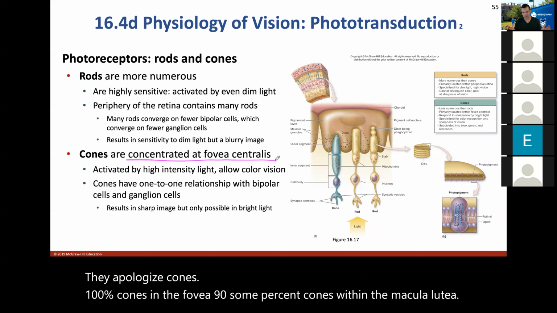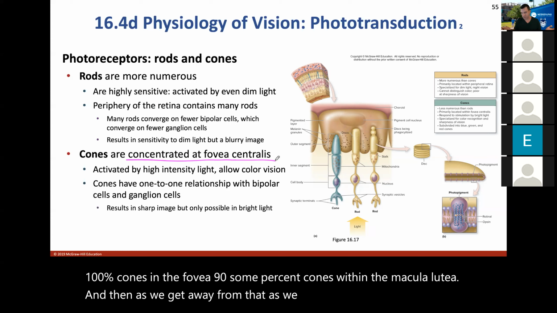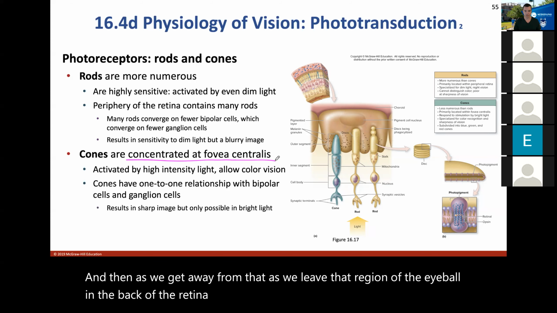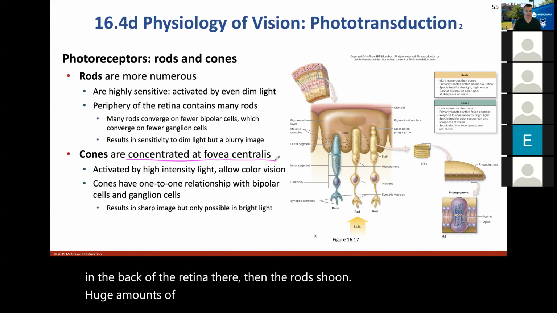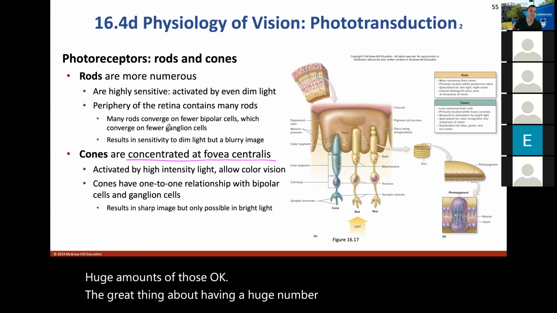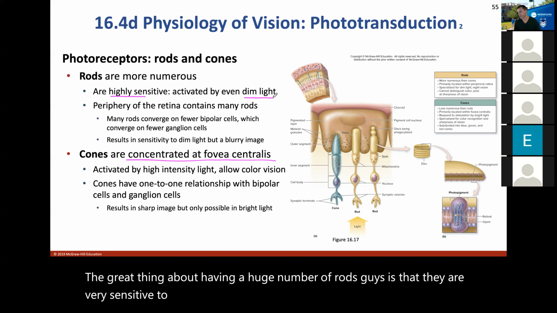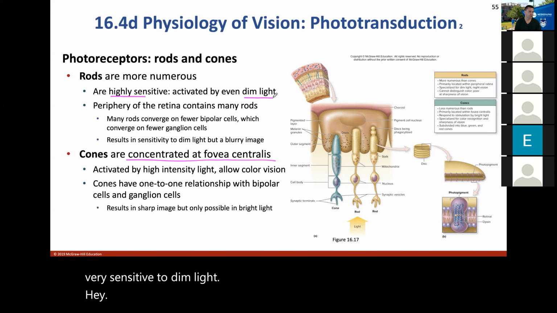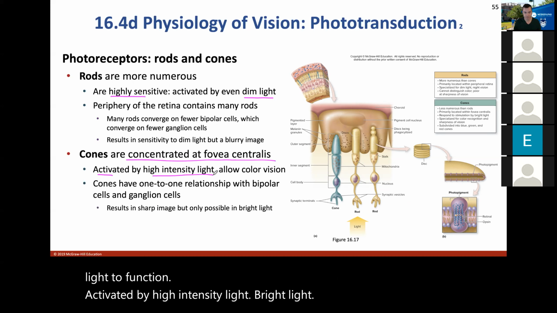And then as we get away from that, as we leave that region of the eyeball in the back of the retina there, then the rods, shoom, huge amounts of those, okay? The great thing about having a huge number of rods, guys, is that they are very sensitive to dim light, okay? Cones don't really function all that well in dim light. They need bright light to function, okay? Activated by high intensity light, bright light, okay?